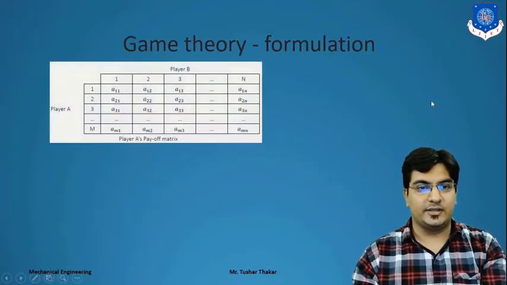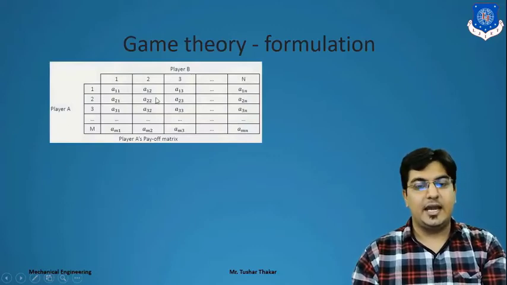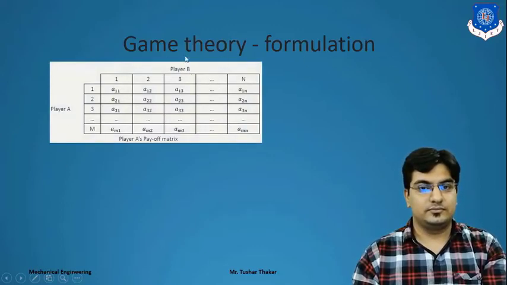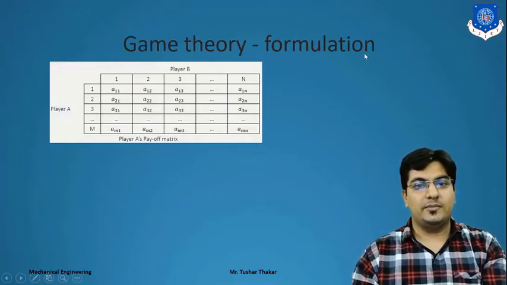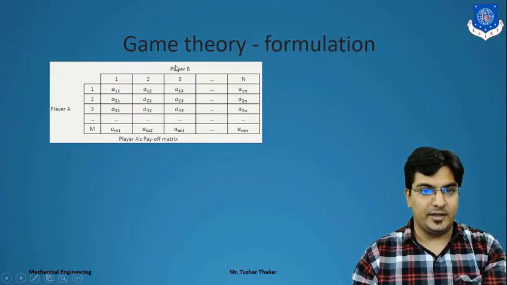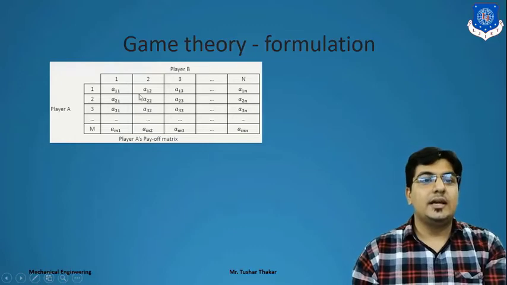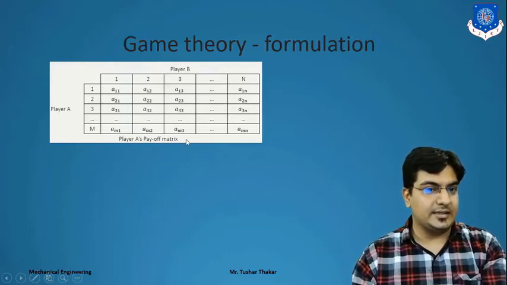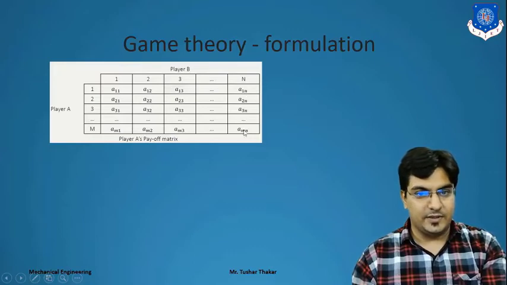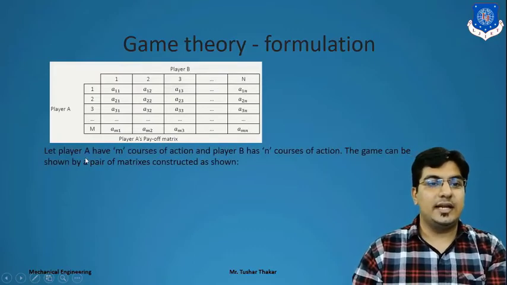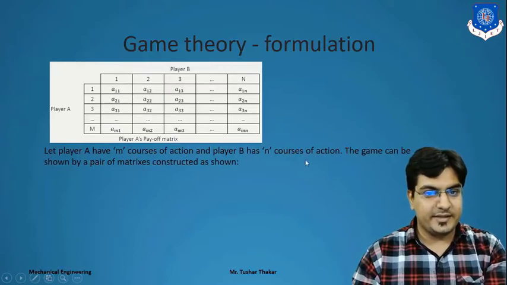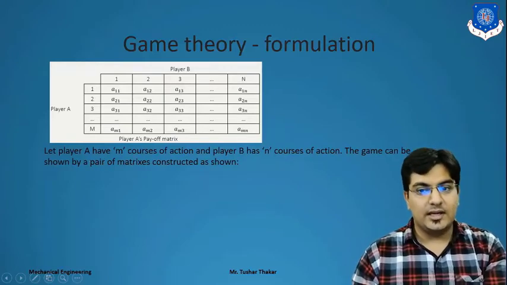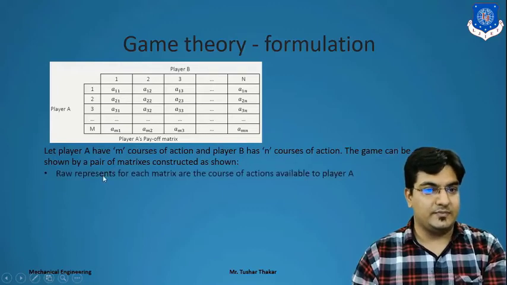Here, in the game theory formulation, we have a player A and a player B. Here are the values that are given, the payoff of A, and vertically the payoff of B. Here is player B, and here is player A's payoff matrix with entries a11, a12 up to amn. So let player A have m courses of action and player B have n courses of action. The value can be shown by a pair of matrices.